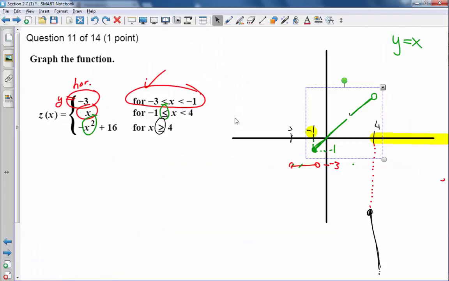I should have computed this value. Plug in 4 and check where the starting value is. When I plug in 4, it's minus 16 plus 16, it makes 0. Mine makes like minus 5 or something. So I need to pull this one to 0 level like this. This is more accurate. This is a better picture.